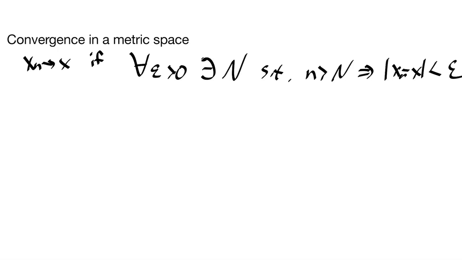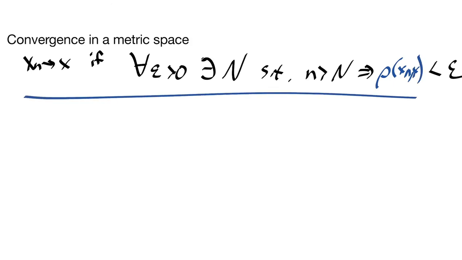So what we can do is take this definition and just erase that distance and replace it with a more generic idea of distance. And we have our definition for what convergence means inside a metric space. So here's our metric space convergence.